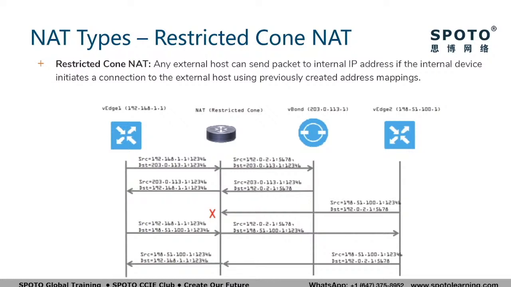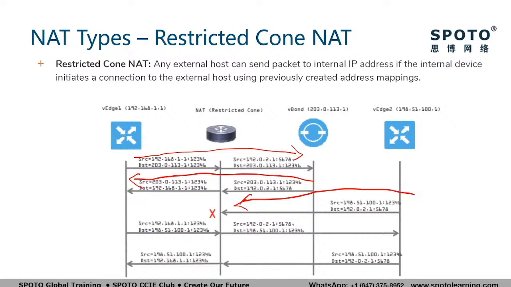So when this device would like to talk to this device, and this device responded back, the NAT session has been created. The address mapping has been created. Then the external device is not able to talk to the internal one directly unless the internal device initiates the conversation first. Then it will receive the reply. The reply will be allowed. This is like stateful firewall inspection. This is called restricted cone NAT.